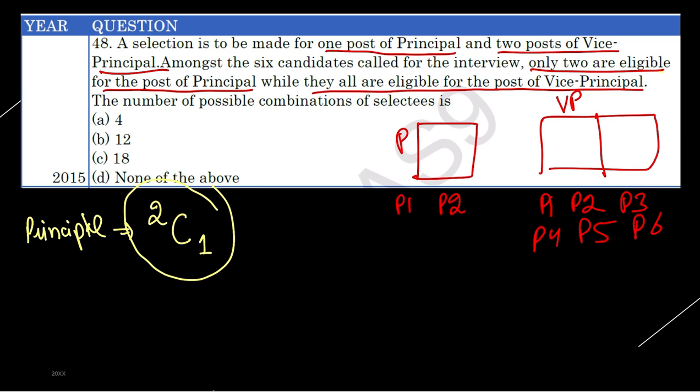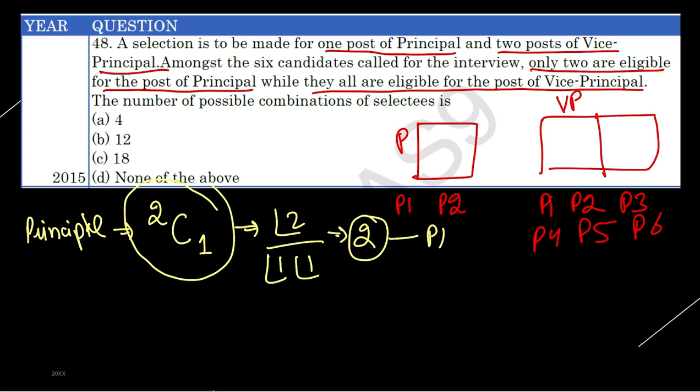So 2C1 is the number of ways you can select the principal. What will it be? It will be 2 factorial over 1 factorial 1 factorial, that is 2. So there are two ways of selecting the principal. It could be either P1 or P2, right? So these are the two ways: either you can select P1 or you can select P2.